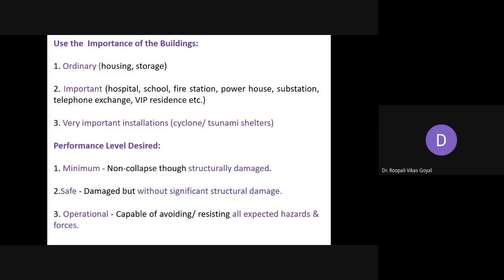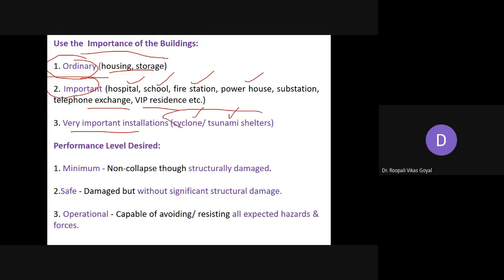Okay, so here are the uses and the importance of buildings. First is ordinary building, where a different level of safety can be provided. Housing and storage are generally considered to be ordinary structures. Next is important structure, in which hospital, school, fire station, powerhouses, substation, telephone exchange, VIP residence, etc. And very important installation, that is cyclone and tsunami shelter.